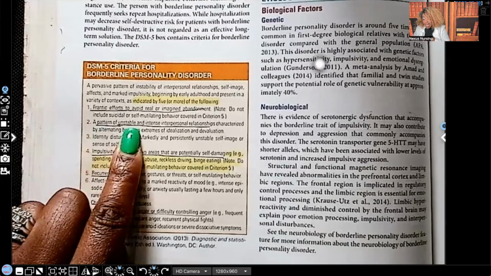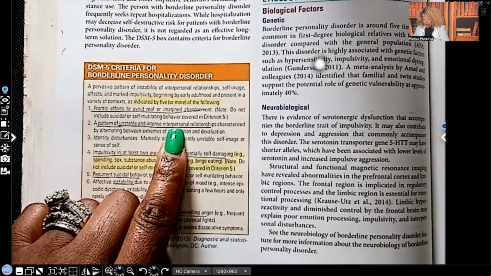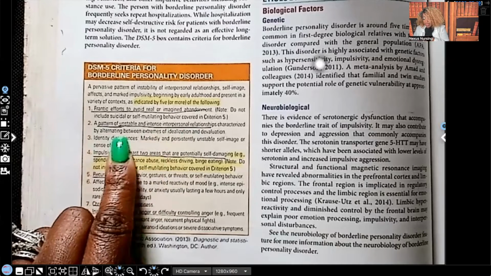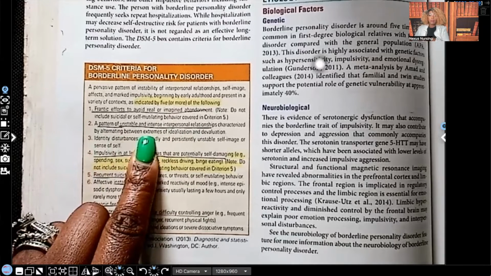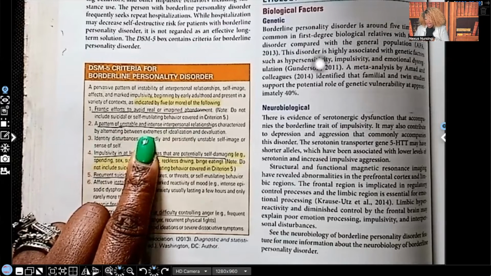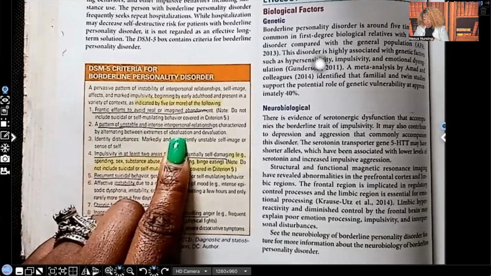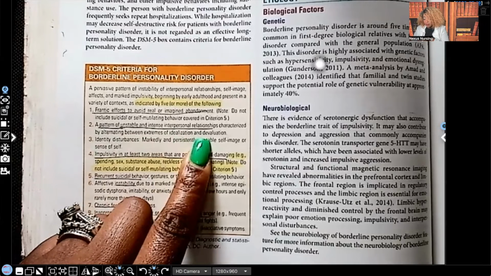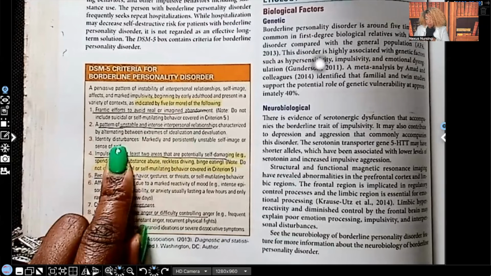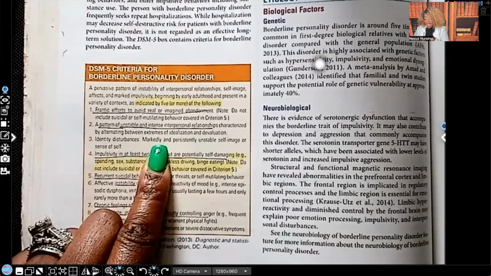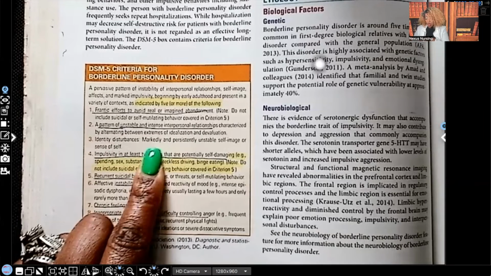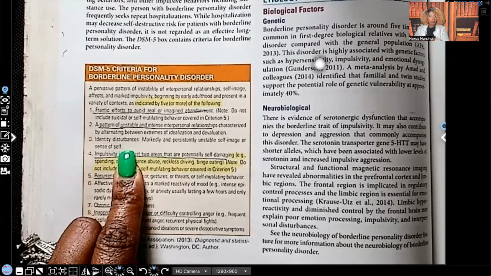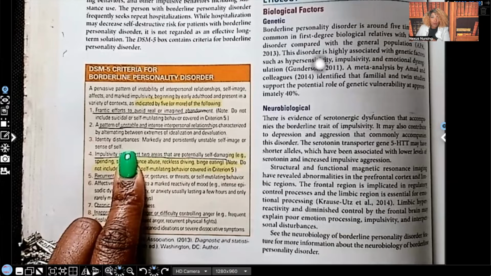Two, a pattern of unstable and intense interpersonal relationships characterized by alternating between extremes, because remember, guys, they have no middle ground. They're either at 0 or they're at 100. Okay, extremes of idealization and devaluation. Three, identity disturbance, markedly and persistently unstable self-image or sense of self. When it boils down to it, they're very, very insecure.